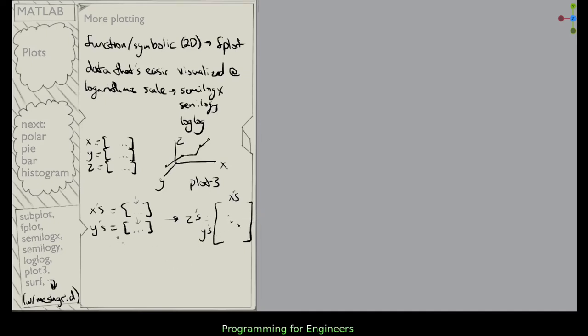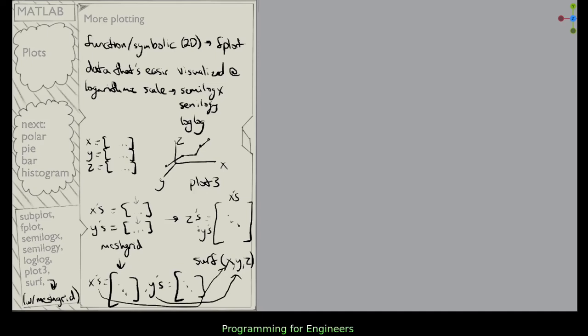And that's all filled. So here you use meshgrid to convert these into x as a big matrix and y as a big matrix. And then you do surf with x, y, and z, where this is your x, not the original, this is your y, not the original, and this is your z. So those functions are fplot, semilog and loglog, plot3, and meshgrid and surf.